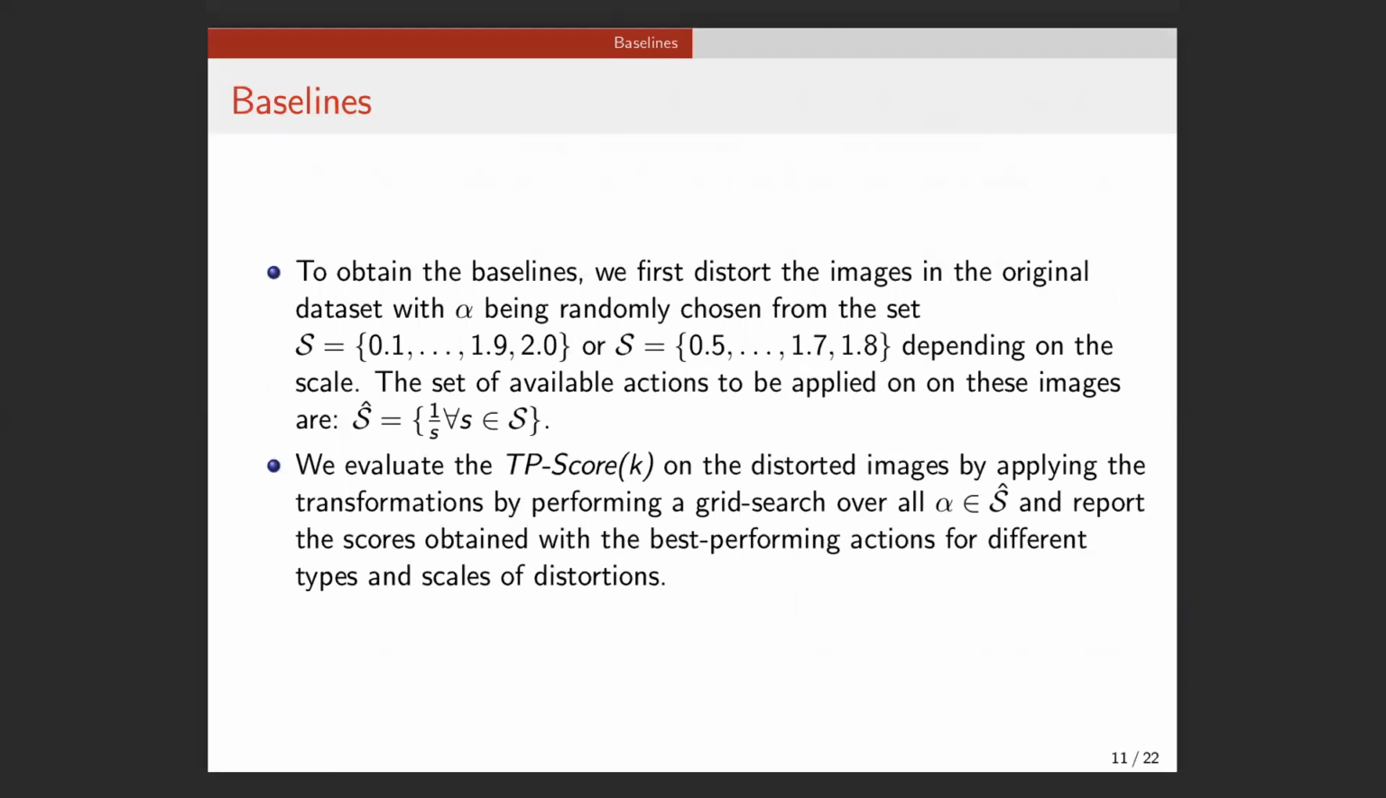To obtain the baselines for comparison, we first distort the images in the original data set, with alpha being randomly chosen from the set 0.1 to 2 or 0.5 to 1.8 depending on the distortion scale. The set of available actions to be applied on these distorted images for obtaining the baselines is the reciprocal of all the values in the distortion set. We evaluate the TP score on the distorted images by applying the transformation, by performing a grid search over all the values of alpha in the action set, and report the scores obtained with the best performing action for different types and scales of distortion.